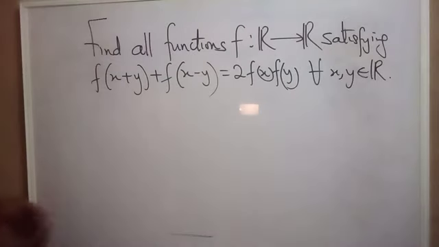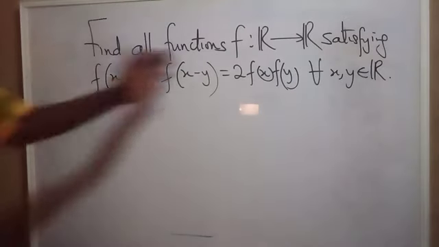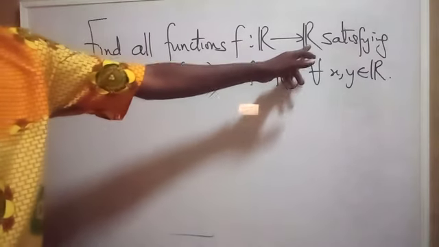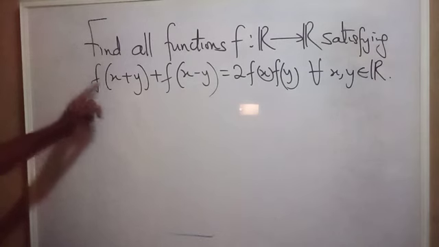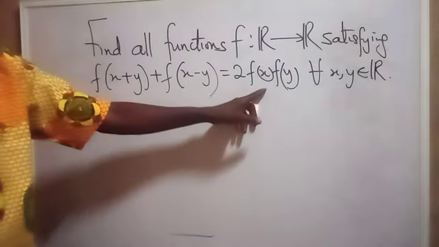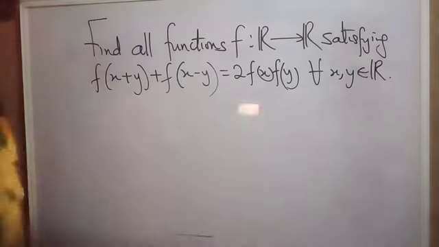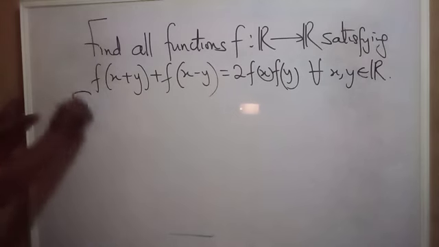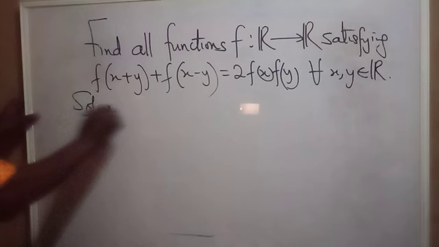We want to solve this functional equation. We have to find all functions f taking the set of real numbers to real numbers that satisfy f of x plus y plus f of x minus y is equal to 2 f of x f of y for all real numbers x and y. Now, how do we go about this? Let's look at how this can be solved.